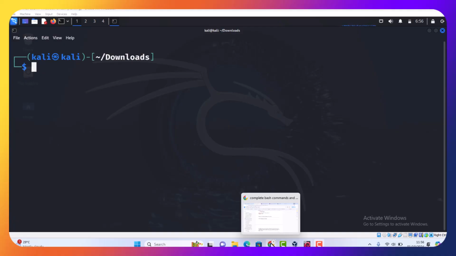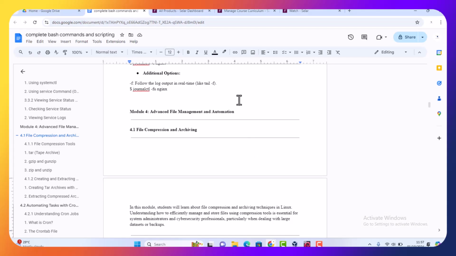Today we want to look at another aspect of our bash scripting. Today we want to look at file compression and archiving. And what are you looking at in this tutorial today? We'll be learning about file compression and archiving techniques in Linux, understanding how to effectively manage and store files using compression tools. It's essential for system administrators and cybersecurity professionals, particularly when dealing with large datasets or backups.